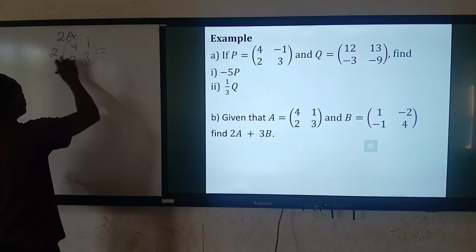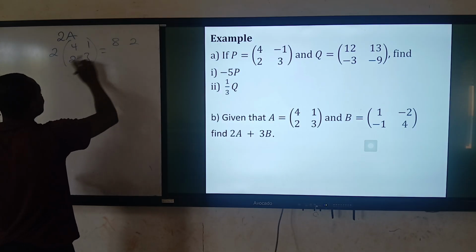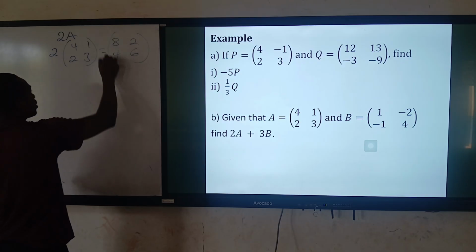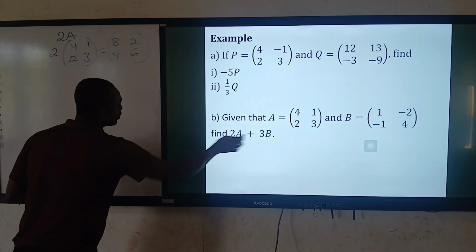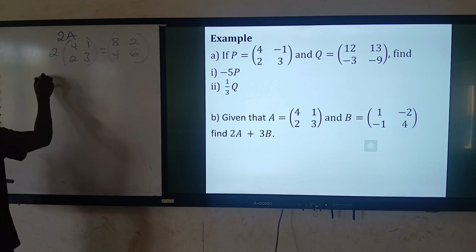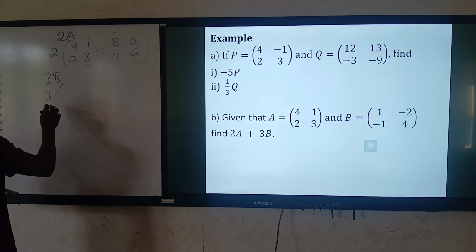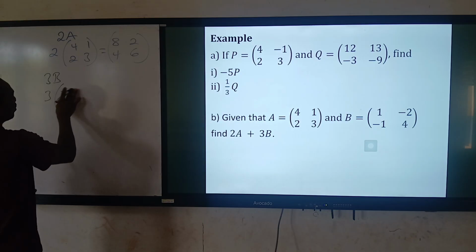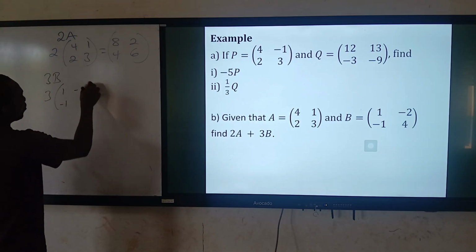So 2 times 4 will give us 8. 2 times 1 will give us 2. 2 times 2 will give us 4. 2 times 3 will give us 6. So this one becomes our answer. Then let's take the next one, 3B. What is 3? And the B is here. What is the B? 1, 1, negative 2, negative 1, and 4.